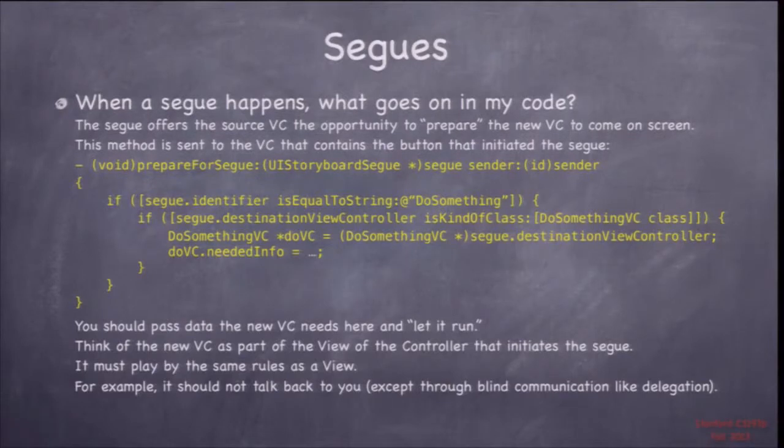Everything else happens by magic. Once we've prepared that new MVC, it goes on screen and does what it does. We don't have to do anything to make things slide or animate. That's all handled by the system. All the system is asking right here is please prepare this MVC to come on screen.